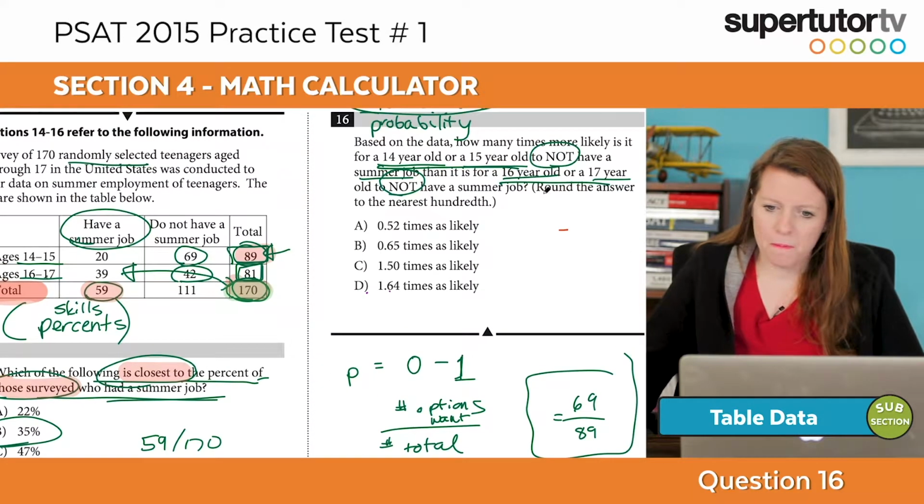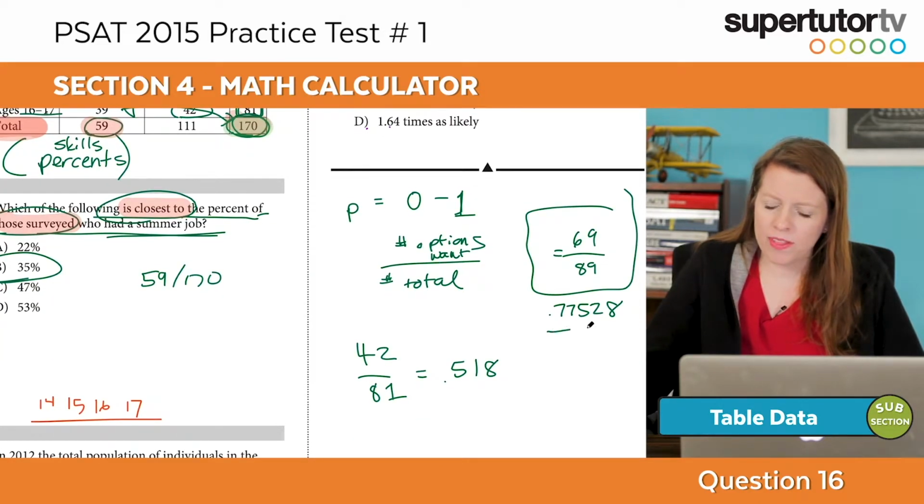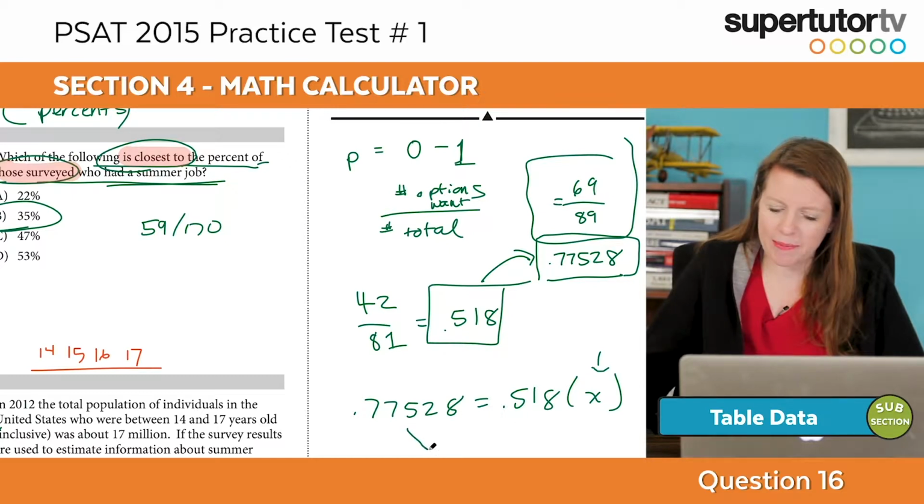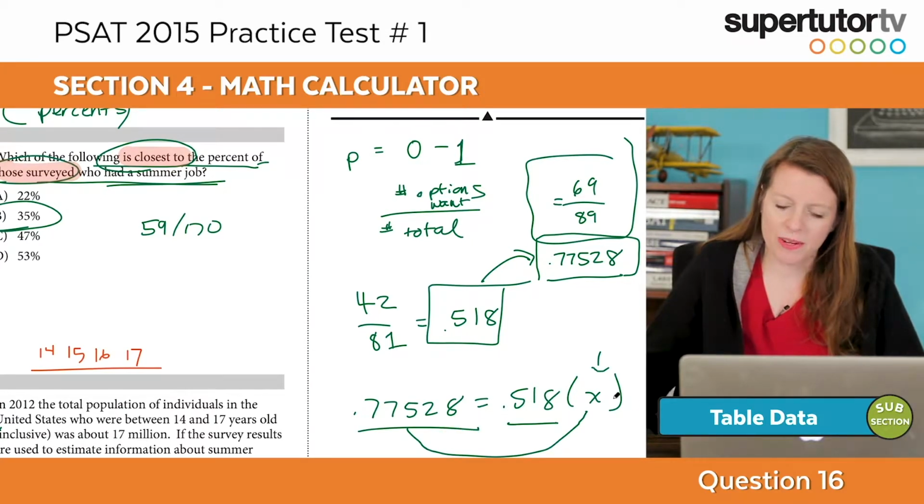So I want to know, how many times more likely is it for a 14 to 15-year-old to not have a job? Is it more likely? Yeah. They are more likely than these folks to not have a job. So I want to know 0.77528 equals 0.51 times x, which gives me how many times more likely this is than this. This is x times more likely, right? If I take the probability of this, I multiply it by x, that gives me how many times more likely is this than that, right?